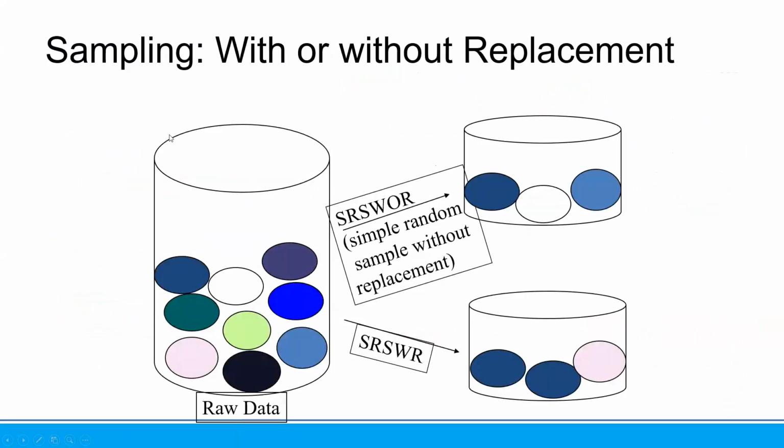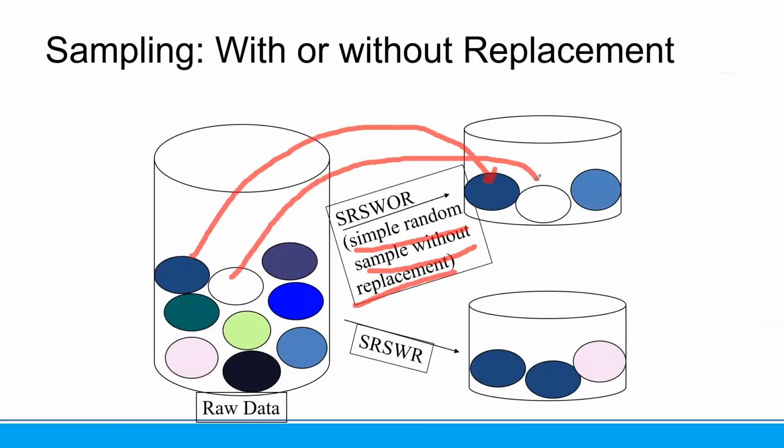So this figure tries to explain sampling with and without replacement. If it is simple random sample without replacement, then once you select one object, and then you select another object, and another object, the object will not be placed back. So the objects will be selected here, but there will be no copy of that object in this population.